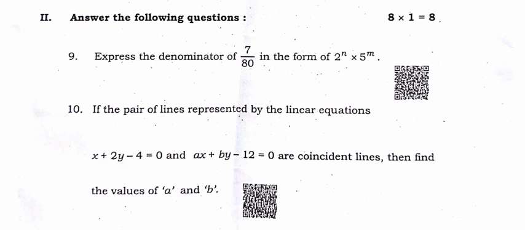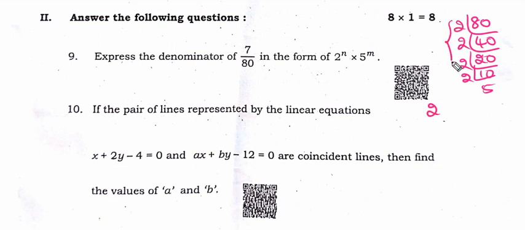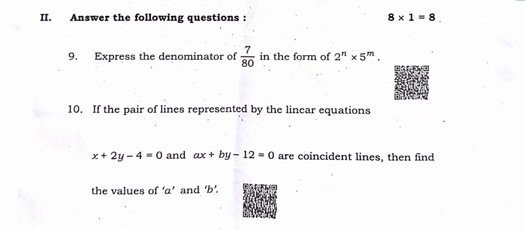Simple answer questions. Express the denominator of 7 by 80 in the form of 2 to the power n into 5 to the power m. So we have to simplify 80 by the factorization method. 2 fours are 8, 2 forties are 80, 2 twenties are 40, then 2 tens are 20, and then 2 fives are 10. So here we write this as 2 to the power of 4 into 5. This is the answer. This can be written like this. So then we move on to the next question.